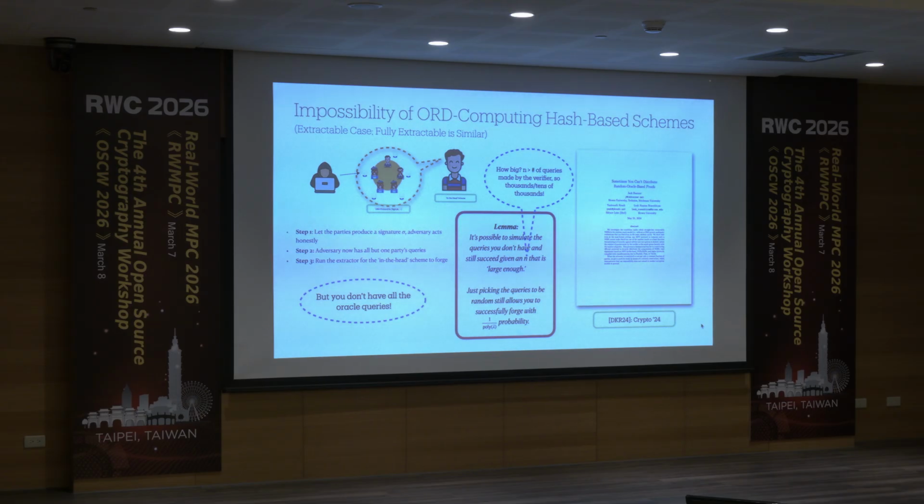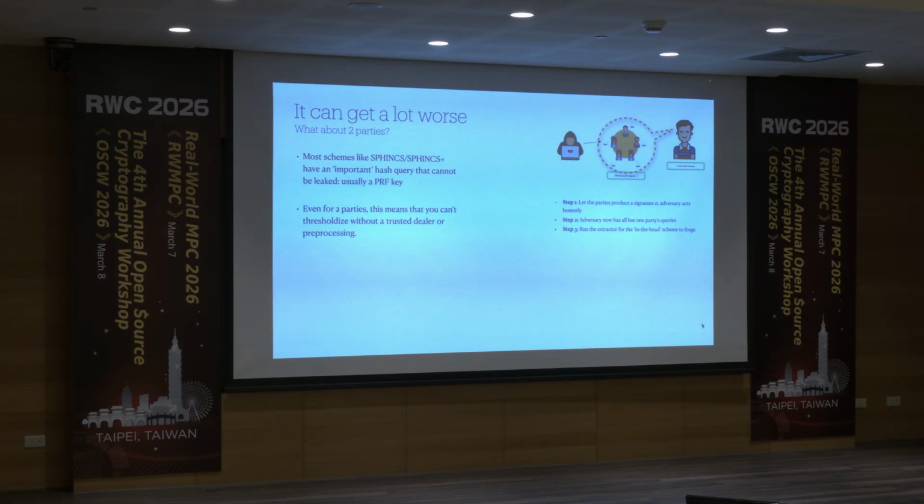How big is this n? In particular, n has to be greater than the number of queries made by the verifier, so this can be thousands to tens of thousands of queries in practice. So our result completely rules out any kind of oracle respecting signing schemes if you have a very large number of parties. Of course, the natural question is, what does this say for two parties? And the problem is, this is still not looking particularly good.